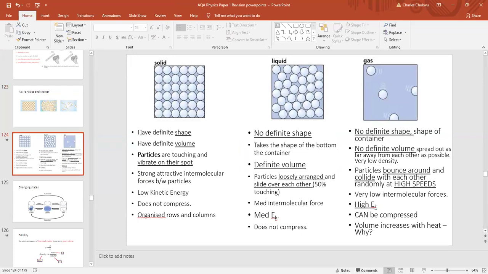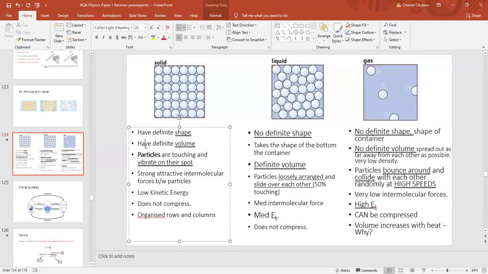We said solids have a definite shape, have a definite volume, so they don't need to take the shape of the container they are in. They already have their own shape. Particles are touching and they vibrate on their spot. They don't really move from where they are positioned in the crystal lattice. The intermolecular forces are really strong. That's even what gives rise to them not being able to vibrate beyond their spot. They have low kinetic energy. Of course, they can't really move around. Remember, kinetic energy is as a result of movement. Okay.